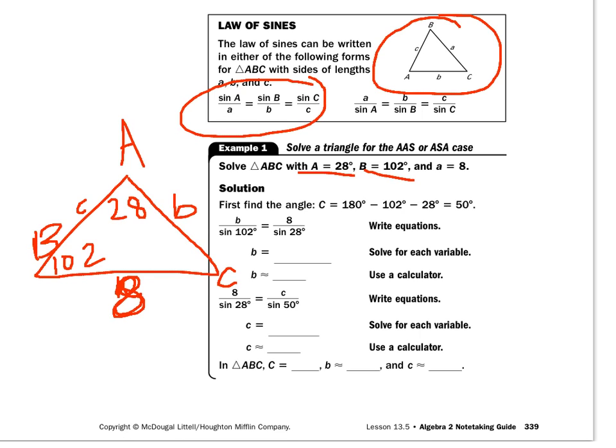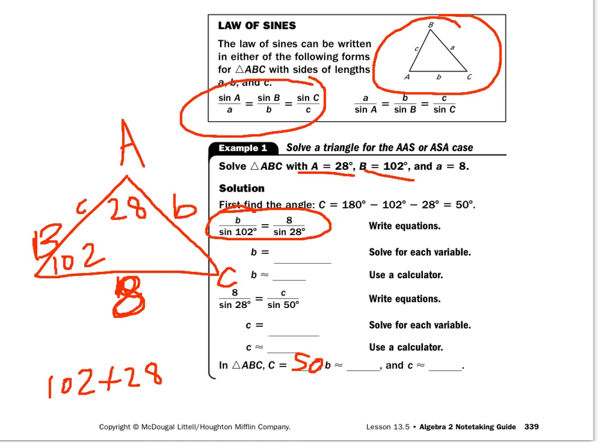So when it says solve the triangle, you have to find all the missing parts. Now the one missing part to find, big C, is pretty easy. If I add 102 plus 28, I get 130, so big C was 50. All right, that wasn't too bad. Finding the rest of them, I can use a number of things, but the law of sines is the one that pops out. That's what we're going to use first here.